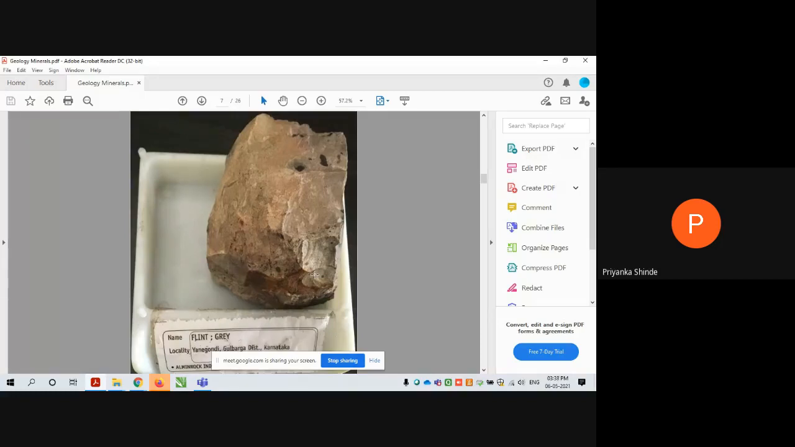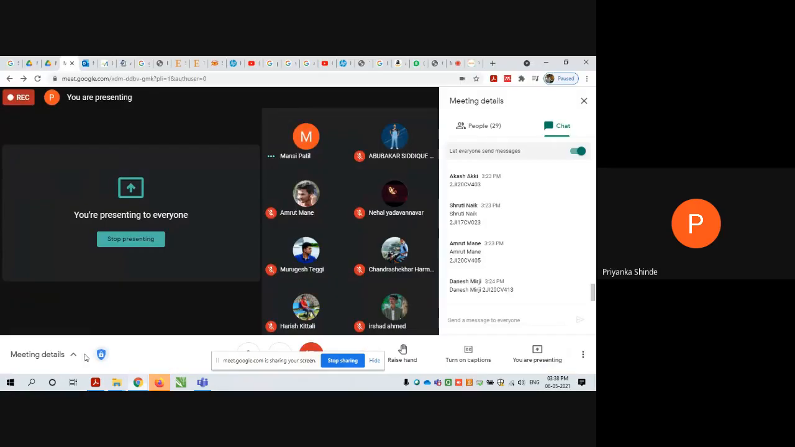Next is tenacity. Tenacity means when you apply pressure on a mineral, how is the behavior of the mineral, that is called tenacity. So if you hit the quartz, what will happen if you apply pressure? It will break into pieces. So that is called what? Anyone? If the mineral breaks into pieces, what do we call that tenacity? Anyone? Amrut? Mansi?